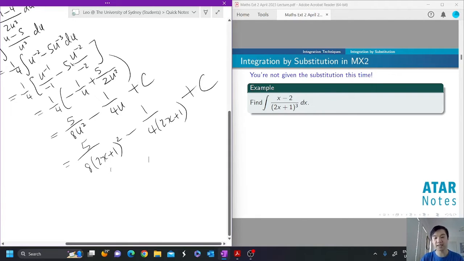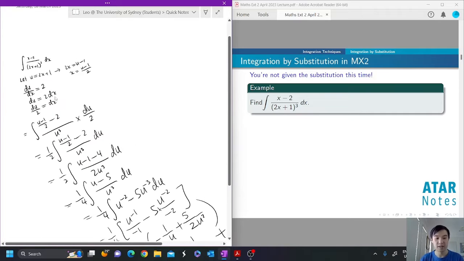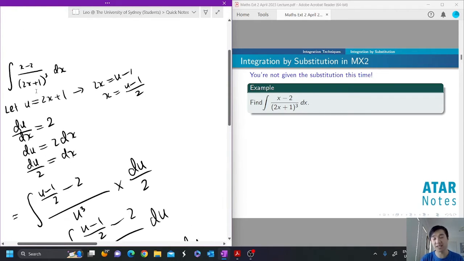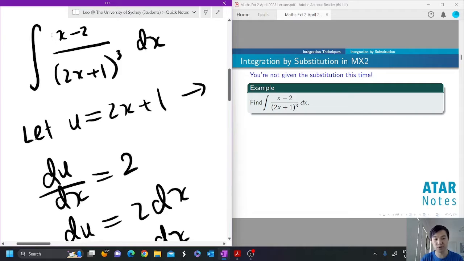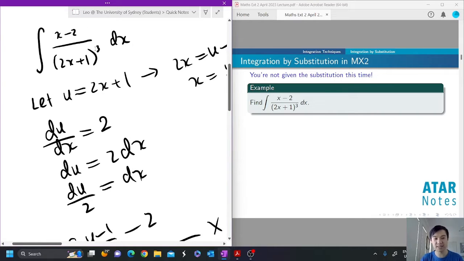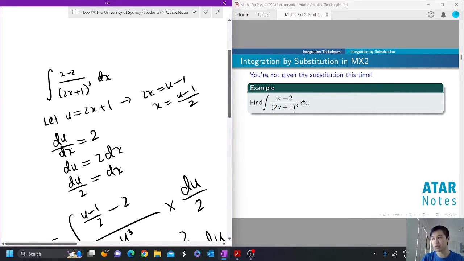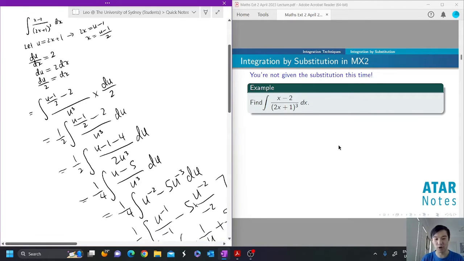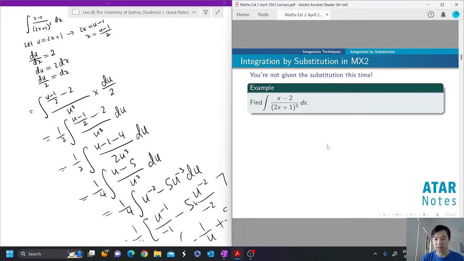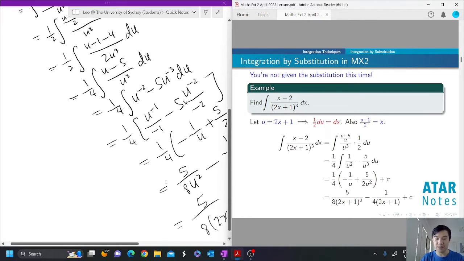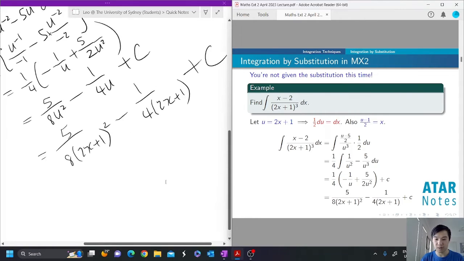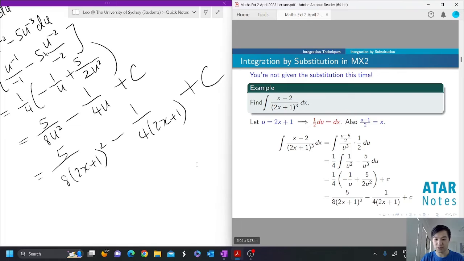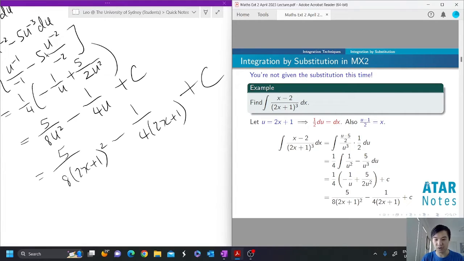So you can see with this integral, I came up with my own substitution. You can experiment and see what sort of substitutions you might be able to do. But in this case, this one worked out. So as you can see, if you do this process, you'll be able to get the answer that I got over here.